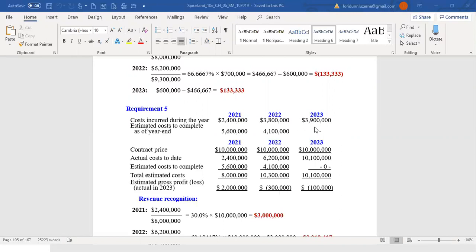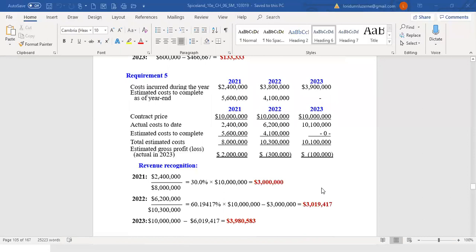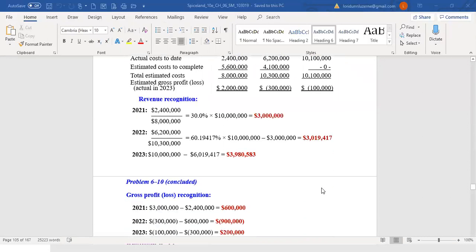Take a look at the third year. The actual costs come in at 3.9 in our third year. So we add the 2.4 to the 3.8 to the 3.9. So overall, the project cost us $10,100,000. We only got 10 million as revenue, so we didn't make any money on this. We had negative gross profit overall on this entire project of 100,000. Now, how do we recognize this?